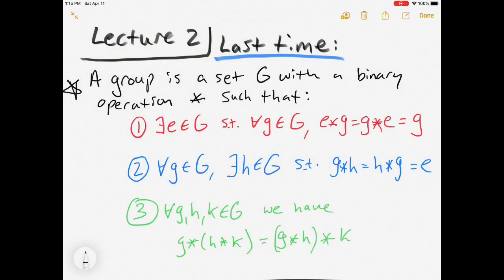Hi, this is lecture 2 of group theory. So last time we said what a group is. It's a set G with a binary operation such that these three conditions hold. The first one is that there's an identity element. The second condition is that inverses exist. And the third condition is associativity.